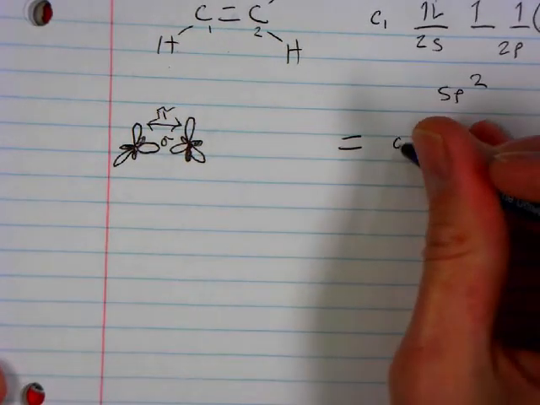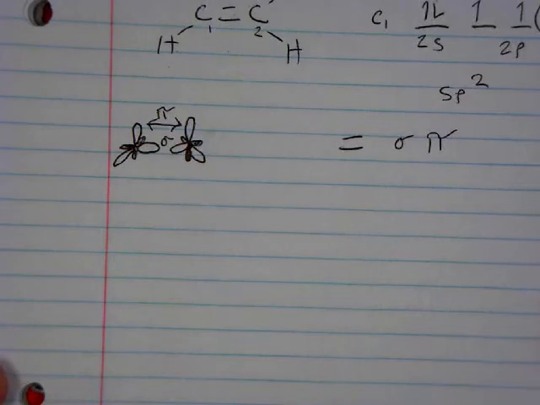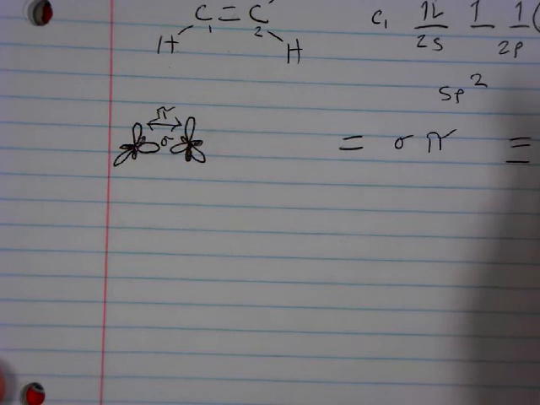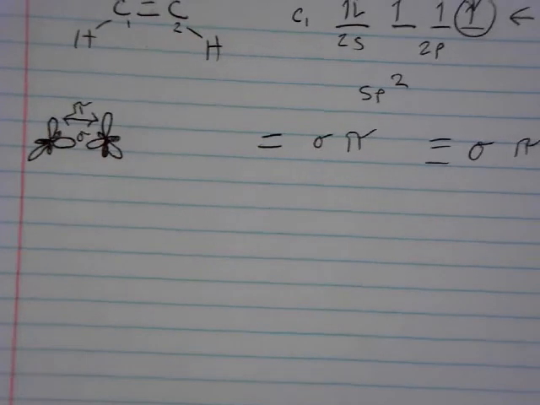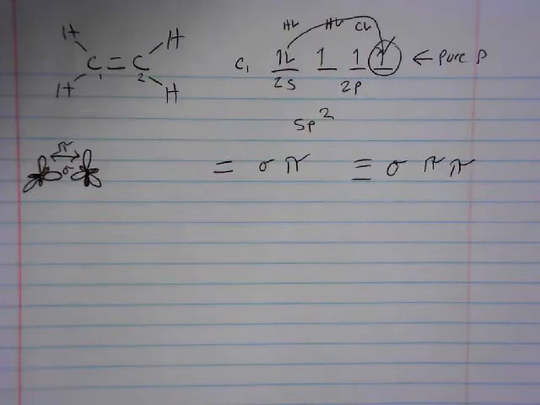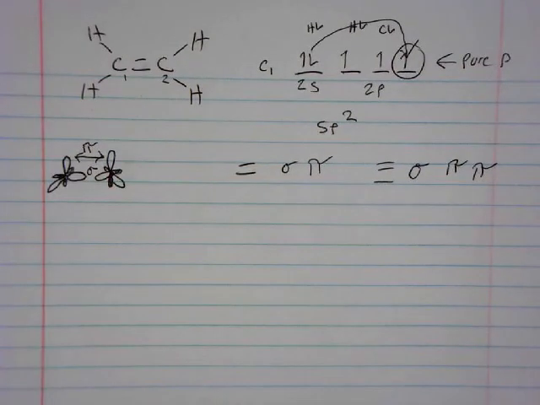So the first bond is a sigma, the second one is a pi. What I'm trying to show you is that in a double bond, I have 1 sigma and 1 pi. In a triple bond, I have 1 sigma and 2 pi. So that's what I'm trying to show you there.